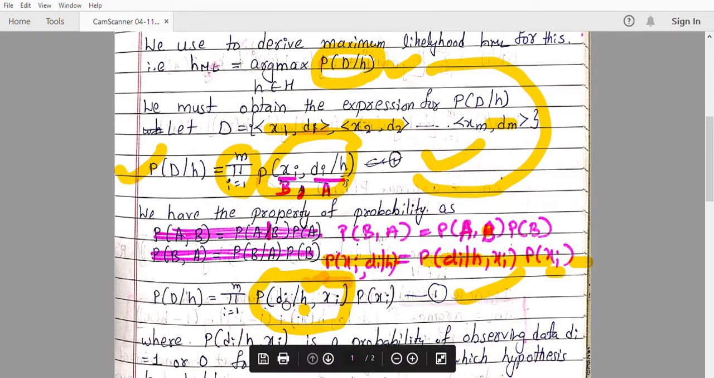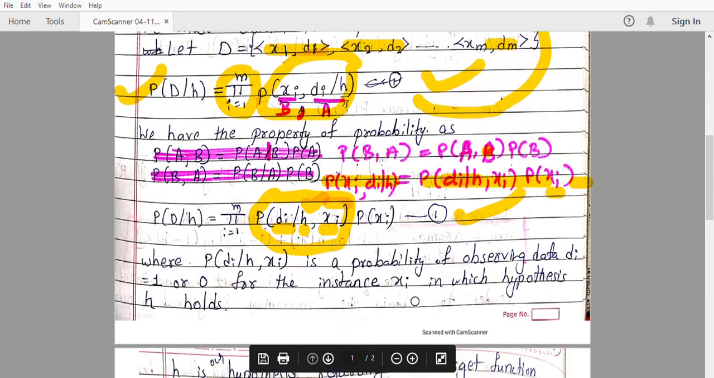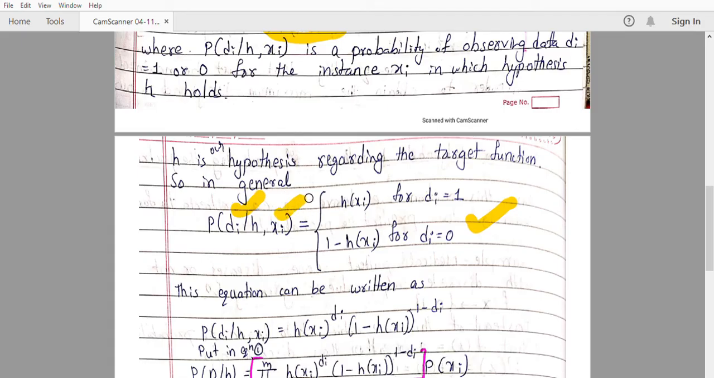What is the probability of getting the di, from the capital D, given the features of xi? So this is itself what we want as an output. That's why this is going to be represented using this equation: the probability of getting di given the particular features xi, with respect to a particular hypothesis I am observing. We will get one hypothesis, that is itself our output.